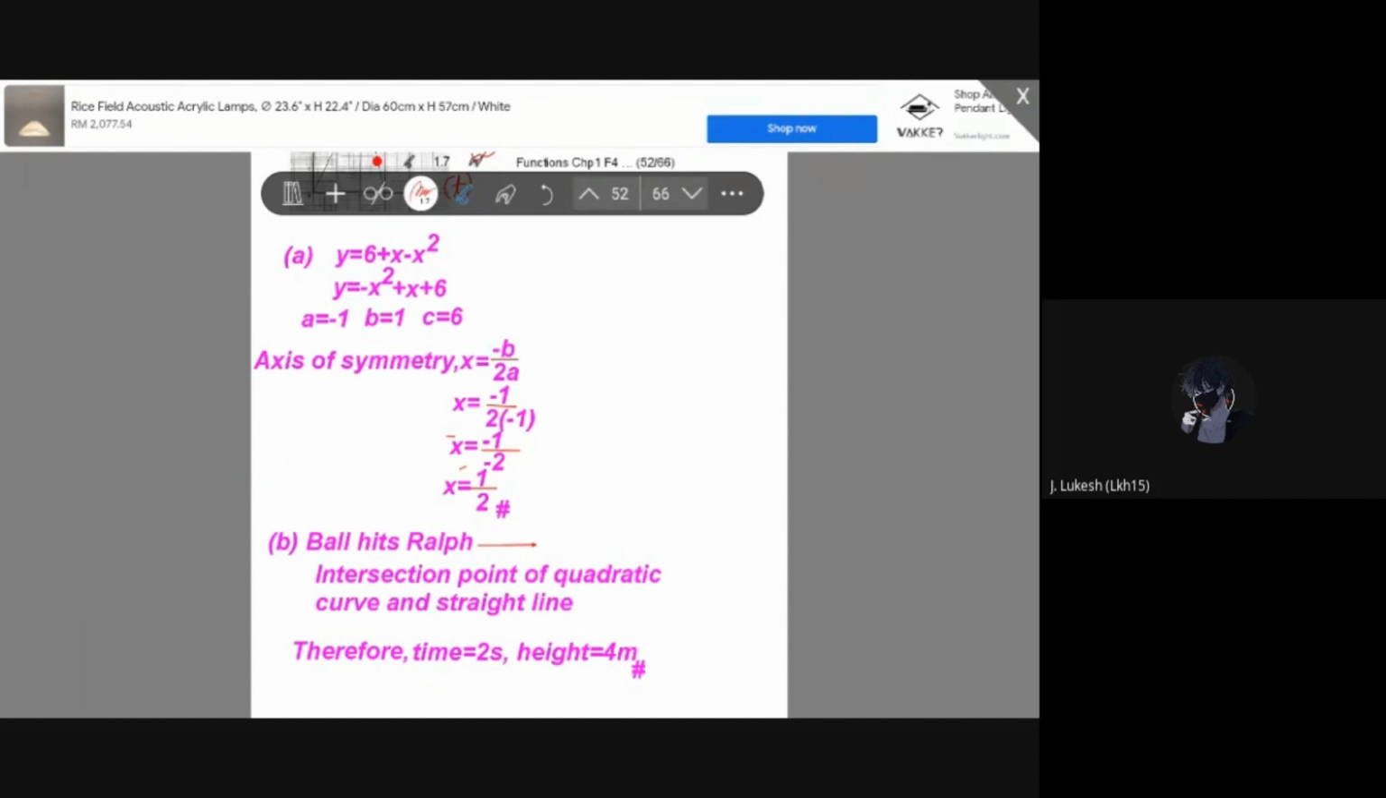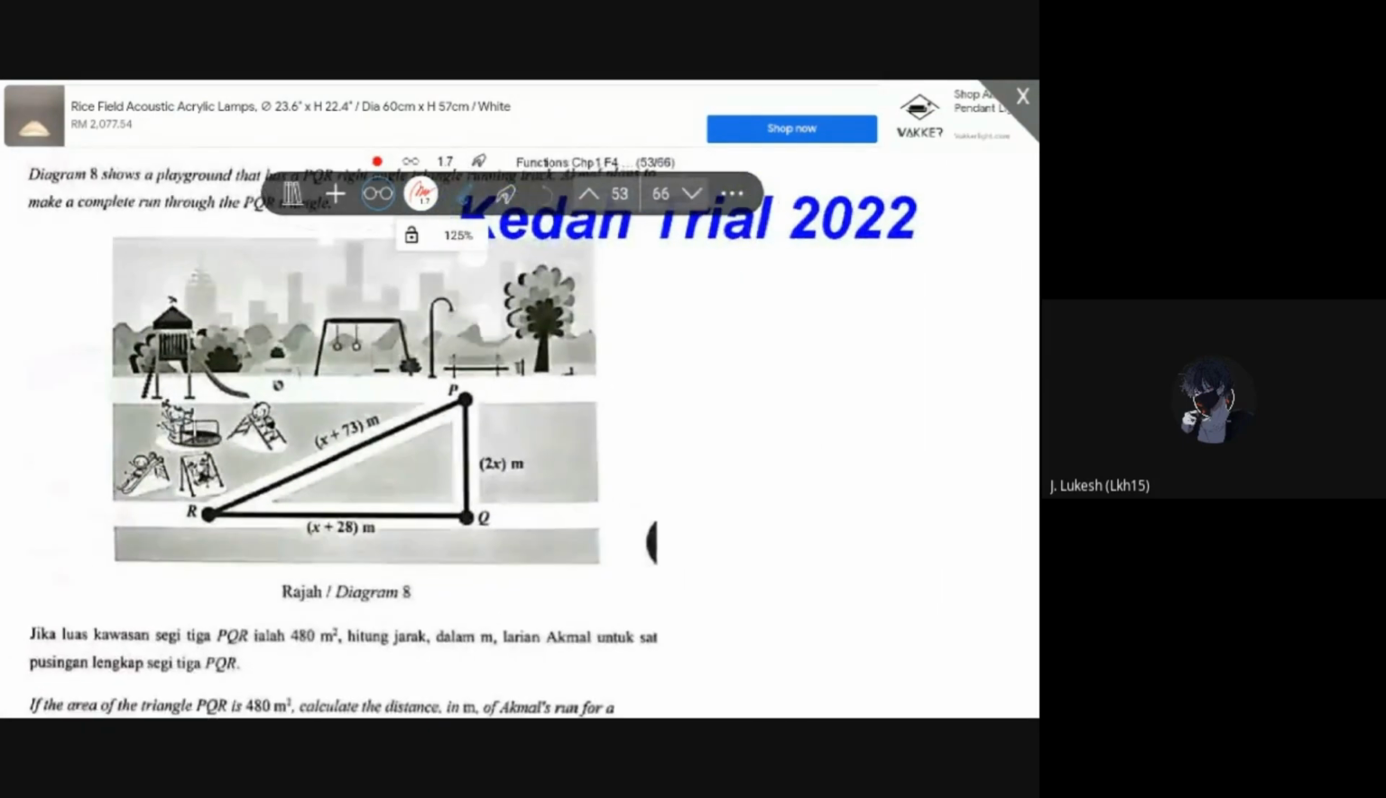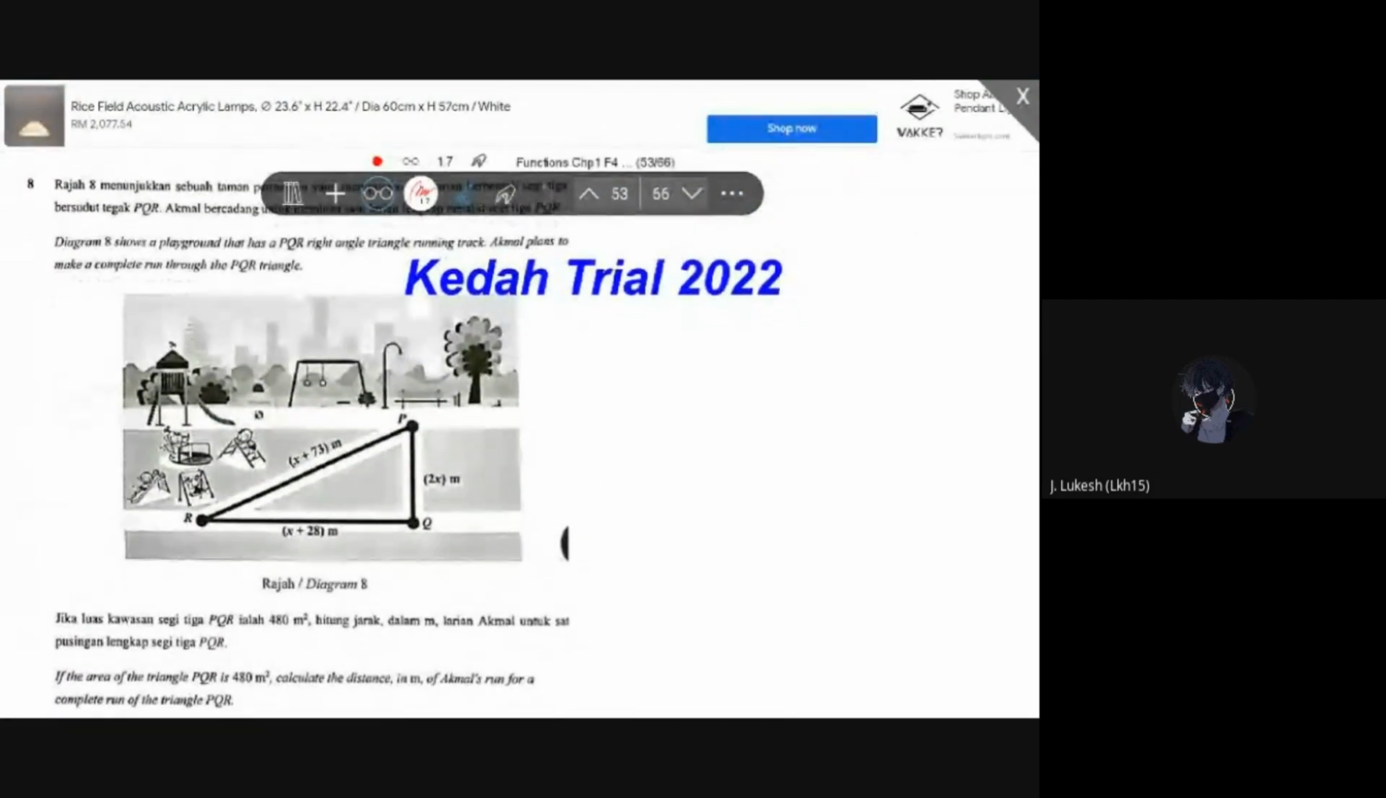Okay, very good. So we proceed, okay, everyone? Let's go to the next question. Okay, so next question, lebih mencabar sekarang. Sekarang we go to Kedah Trials 2022, okay? So let's read the question. So the diagram shows PQR right angle triangle.